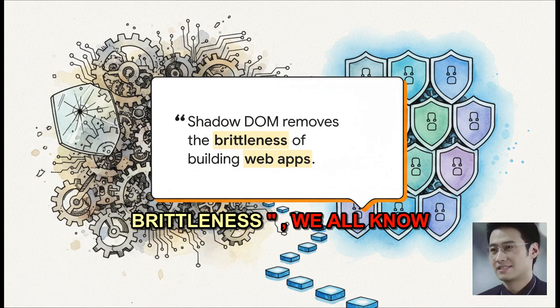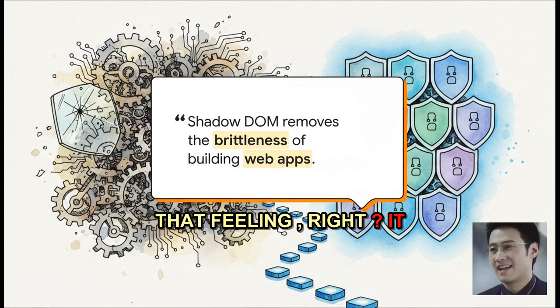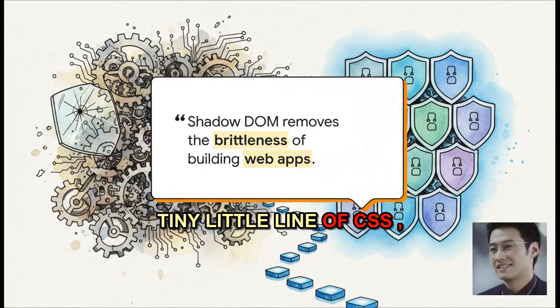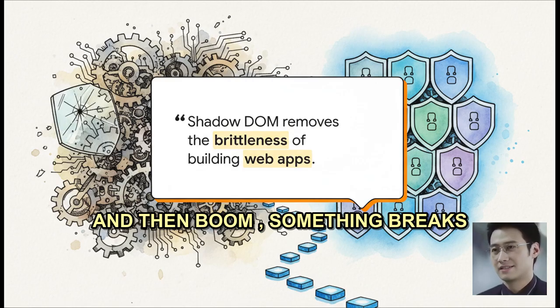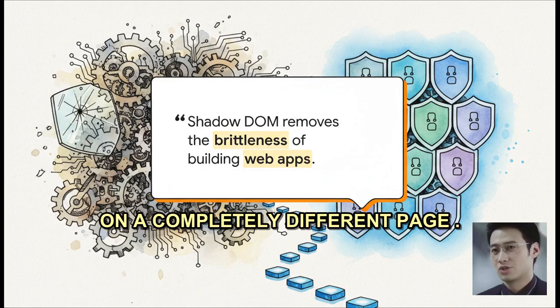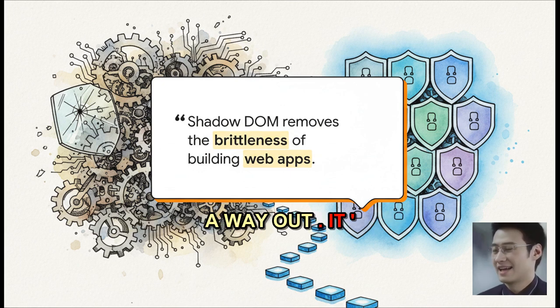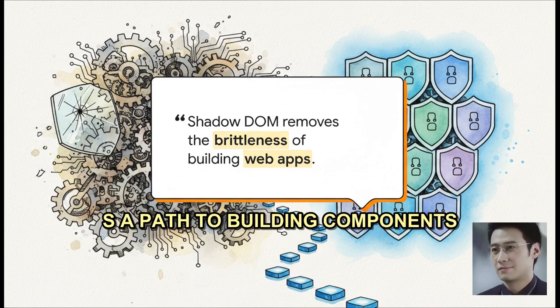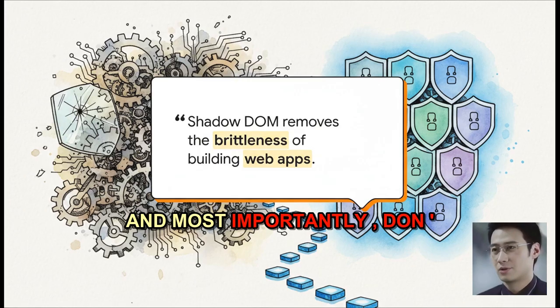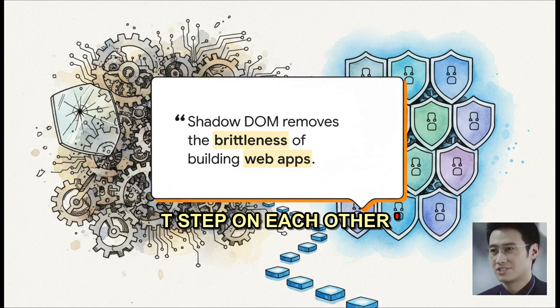That word brittleness, we all know that feeling, right? It's when you change one tiny little line of CSS and then boom, something breaks on a completely different page. Well, Shadow DOM offers a way out. It's a path to building components that are robust, reusable, and most importantly, don't step on each other's toes.